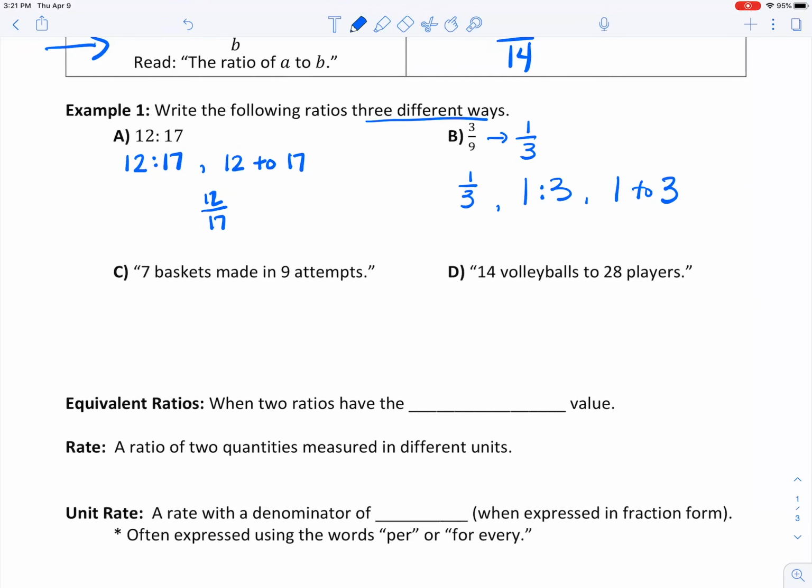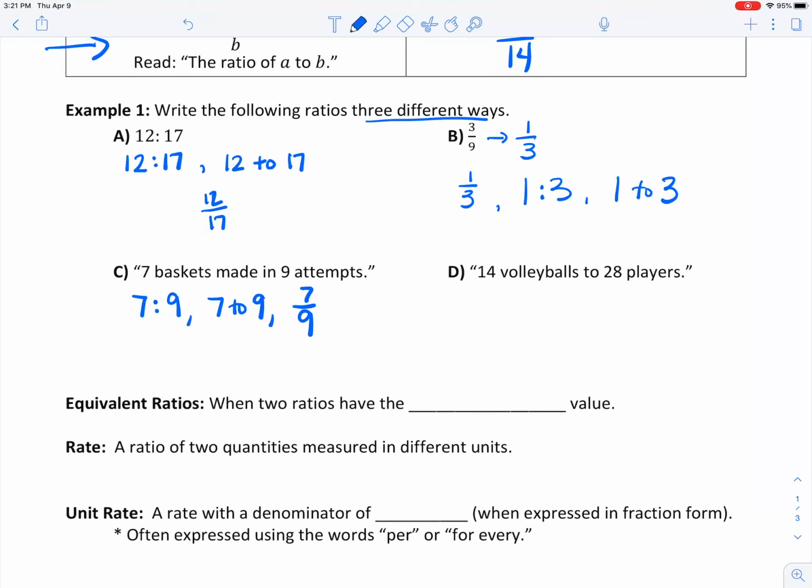All right, letter C. 7 baskets made in 9 attempts. 7 and 9, 7/9 can't be simplified. So our three ways are written with the colon, with the word to, and written as a fraction.